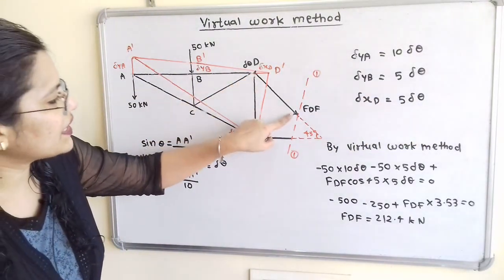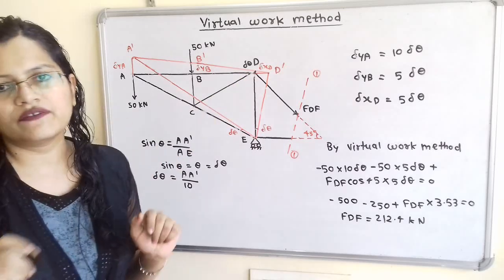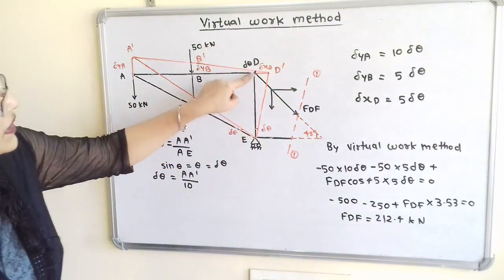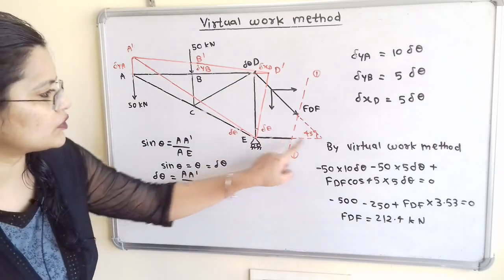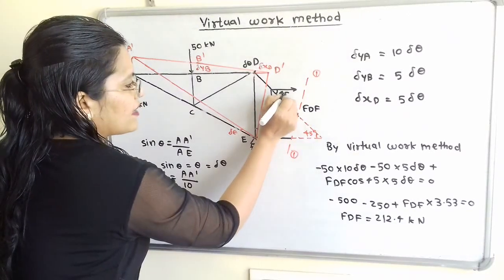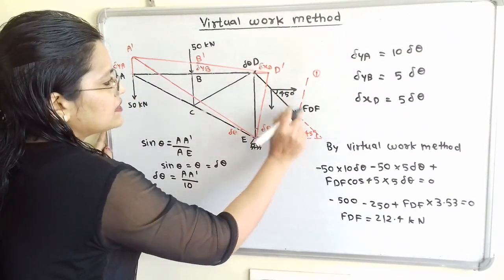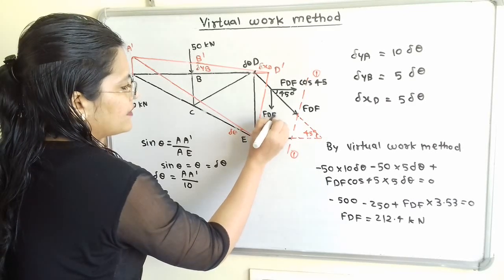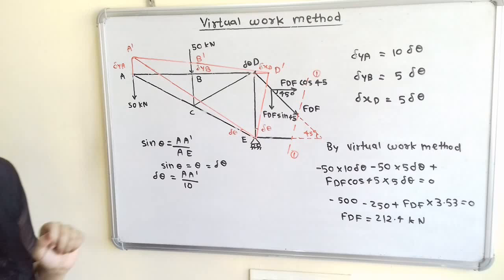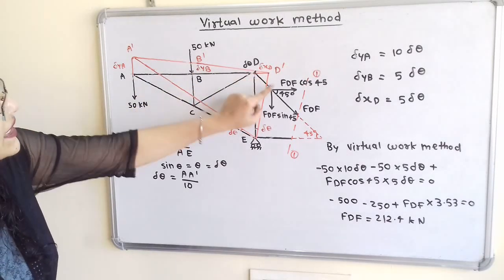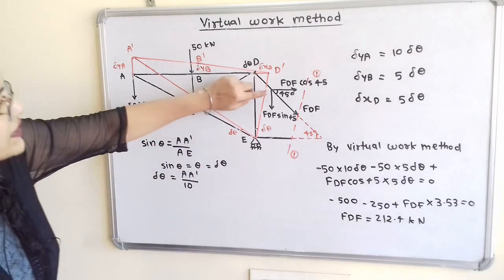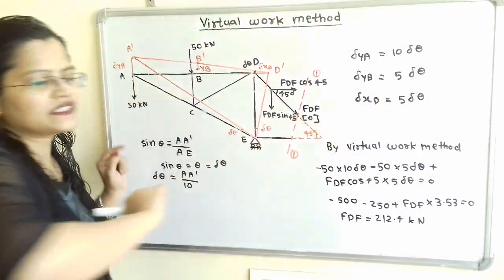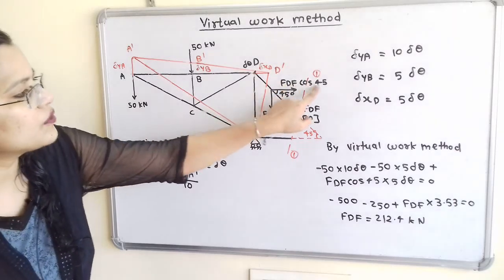Now we will resolve this FDF into two components, a horizontal component and a vertical component. So I will resolve it here. Now if we observe, this angle of inclination is 45 degrees with the horizontal. So with the horizontal component the angle is 45 degrees. So we can say the components are FDF cos 45, and here FDF sin 45. Now the displacement of this D to D dash is along the horizontal direction, so the displacement along this vertical component is 0. So I will write here FDF sin 45, displacement is equal to 0. So we are going to consider only the horizontal component.